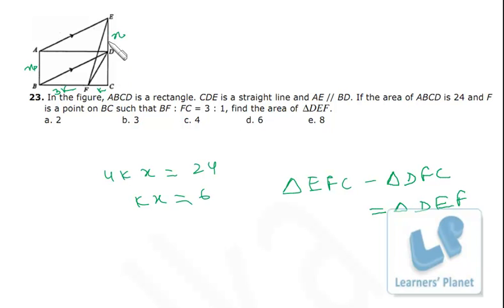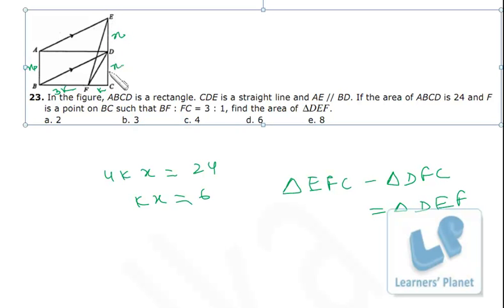Now EFC, this is a right angle triangle. So this is K and this is X and this is X, right? So the total height is 2X, base is K. So area will be half into 2X into K, that is KX. That means the area of this triangle EFC is KX.